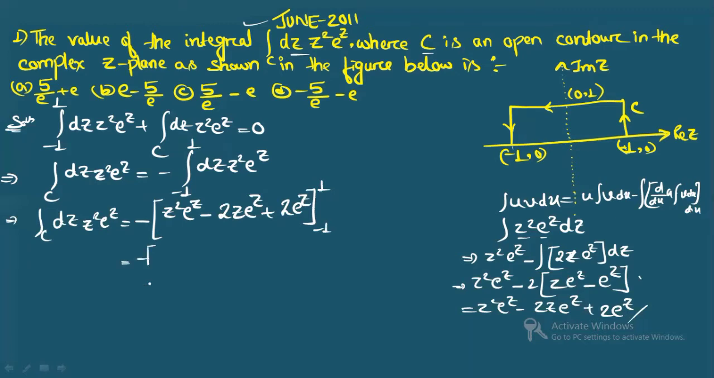Here we will put the upper limit and the lower limit. First putting 1, this is e, minus the lower limit: -1 square is 1, so this is e to the power -1. Minus 2, keeping it outside, with z equal to 1 you get e. Again, minus, which gives plus, and this will be e to the power -1. Plus 2. In the last one you will have e minus e to the power -1.